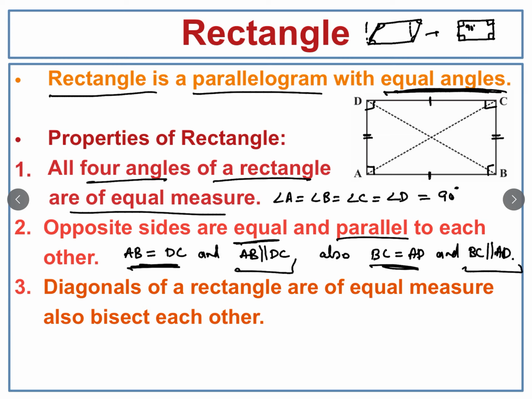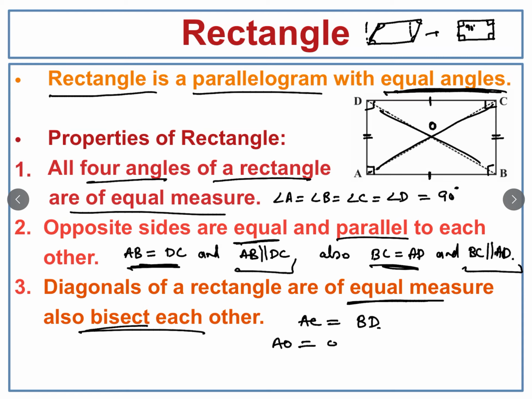Okay, next we have the diagonals of a rectangle are of equal measure and also bisect each other. These two diagonals, AC and BD, are of equal length. That means diagonal AC is equal to diagonal BD and they are bisecting each other. If we name this point as O, then AO will be equal to OC and BO will be equal to OD.